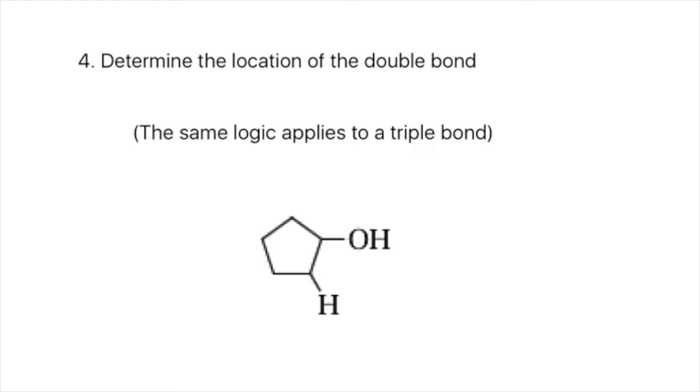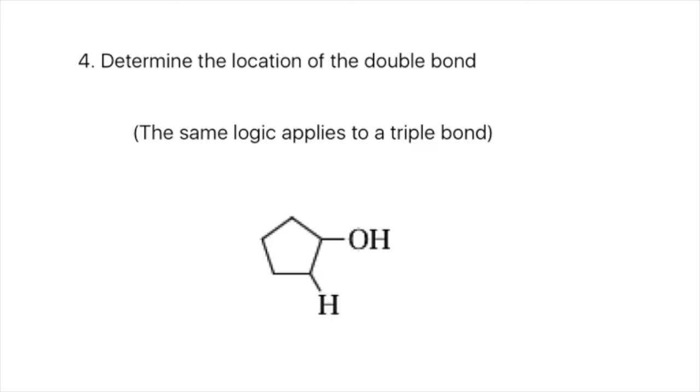And by the way, the same logic applies to a triple bond. So here is cyclopentanol. We rewrite the product to show an H. This H was always there, of course, but we now show it, we write it out to make the process easier to see. The hydroxyl and the hydrogen must have been added on adjacent carbons because we know they add to a double bond, which can only be formed between two adjacent carbons.